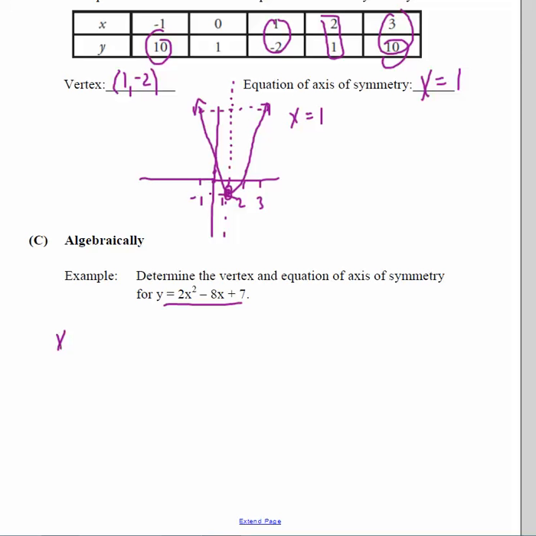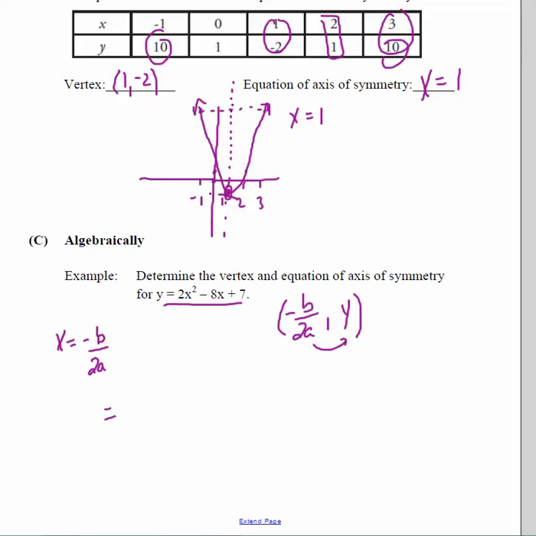And what we need to remember is this formula here: x equals negative b over 2a. The negative b over 2a will give us the x value of the vertex. Then we have to substitute it back into the function to get the y value. So let's figure this out first.